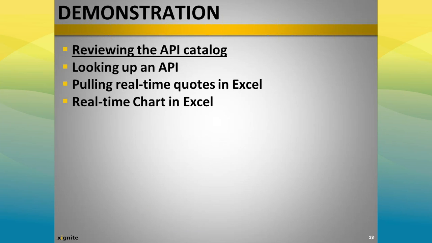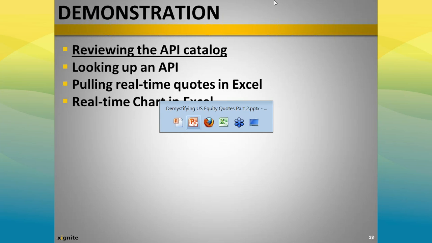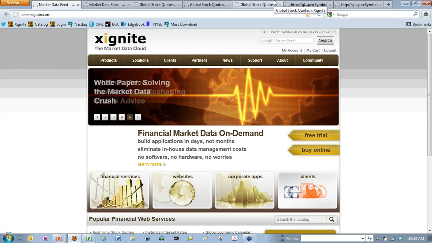Let's quickly talk about what the demonstration is going to be about. First, I'm going to show you the API catalog. I'm going to show you how to look up an API, and then quickly how you can easily pull API data into Excel and do some very basic programming on how to get this data, as well as how you can get even real-time data and chart it in Excel, which is quite cool. So let's go to the Xignite catalog.